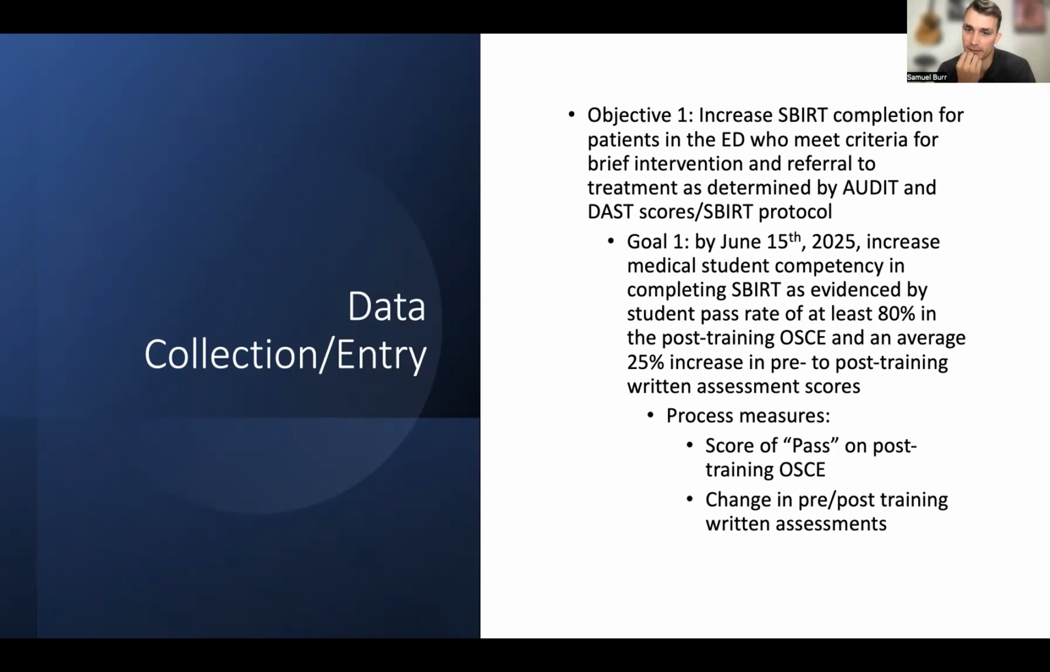So the first goal underneath that objective is increasing medical student competency as evidenced by their pass rate of at least 80% in the post-training OSCE, and an average 25% increase in their pre to post-training written assessment scores. That's how we'll define increased competency. Those will be our benchmarks with our process measures there.